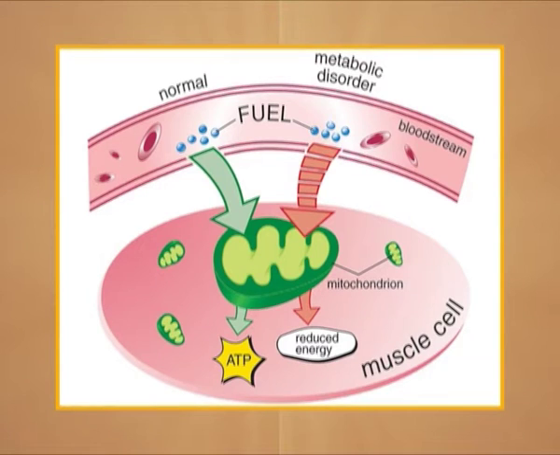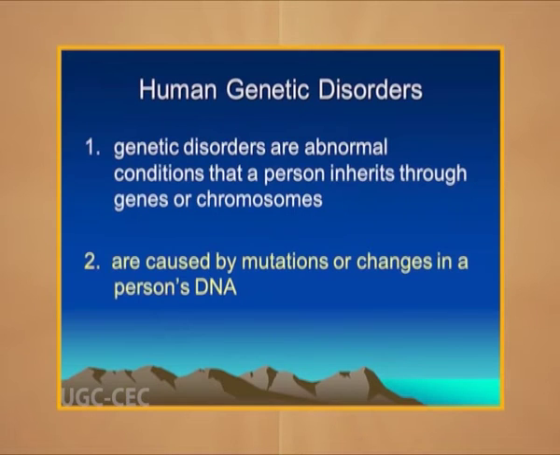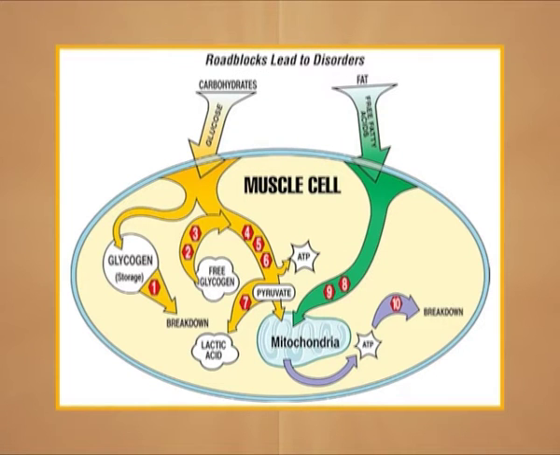Inherited metabolic disorders are genetic conditions that result in metabolism problems. Most people with inherited metabolic disorders have a defective gene that results in an enzyme deficiency. There are hundreds of different genetic metabolic disorders, and their symptoms, treatments, and prognosis vary widely.